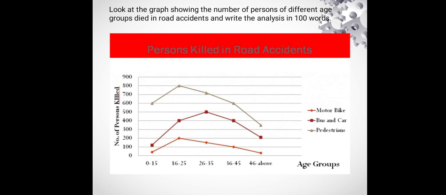The second line stands for the bus and car accident deaths. And the last line shows the motor bike accident deaths. And towards your left, you can see the number of persons killed. And at the bottom, you can see there are 2 axes, y-axis and x-axis. And here you can see different age groups, 0 to 15, 16 to 25, 26 to 35, 36 to 45, 46 and above. So let us see the answer, sample answer.